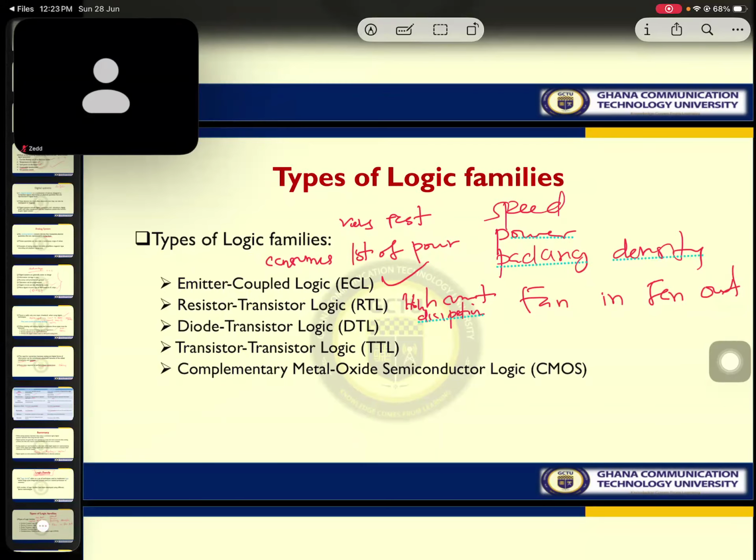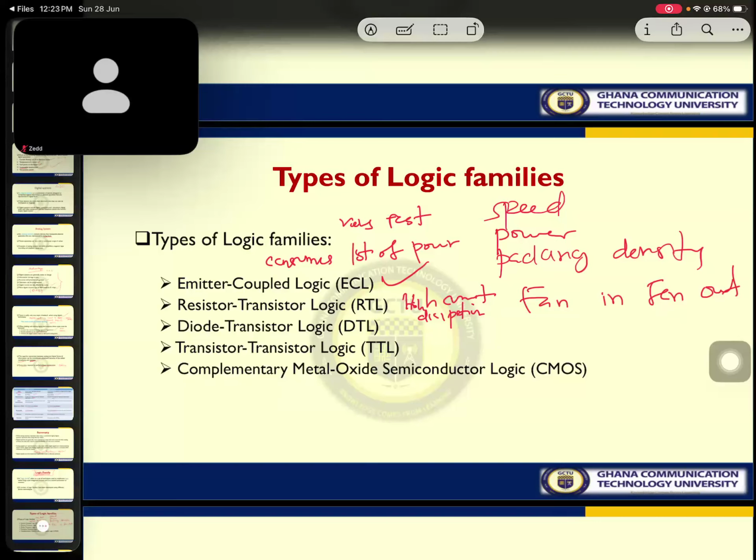Then we have that of a diode. A diode allows current to pass through in one direction and blocks current in the opposite direction. This diode performs a logic gating function. So while the transistor provides amplification, the diode-transistor logic improves on the RTL and has the advantage of an increase in fan-in and fan-out.